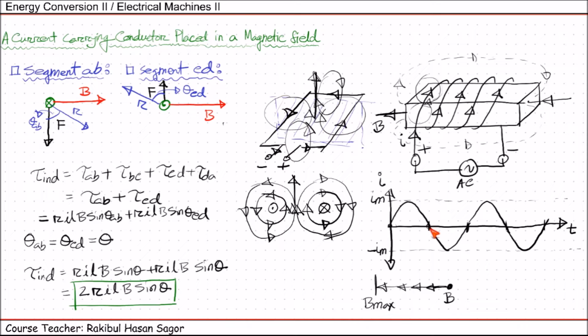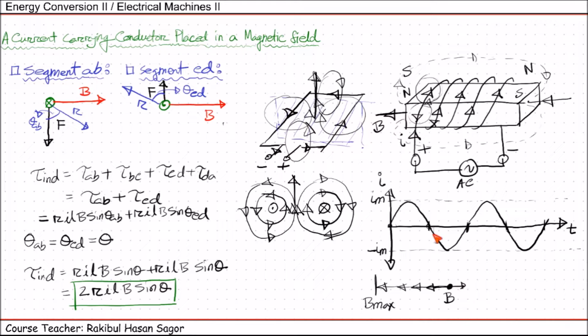Then current starts increasing in the negative side, that means current changes its direction, so it will be flowing in the opposite direction. So what will happen? B will be increasing in the negative side, that means opposite to the previous side. If initially this side was north and this side was south, then when current changes its direction, this side will be south, this side will be north. So we'll be having oppositely directed magnetic field.